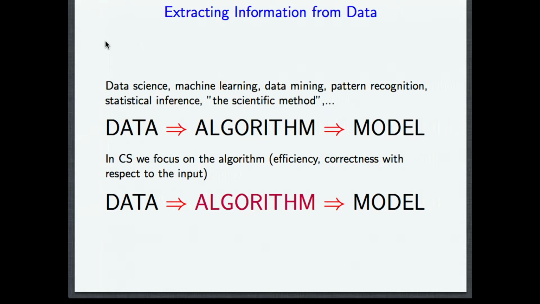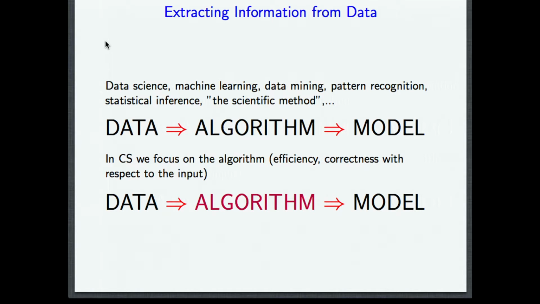Being a computer scientist, we usually focus on the algorithm. We look at the efficiency of the algorithm, we ask whether the algorithm is correct with respect to the input, and so forth. And in the context of data, the more practical people even came out with this phrase: this is the best the algorithm can do with respect to the data. That's something you hear a lot in practical AI.